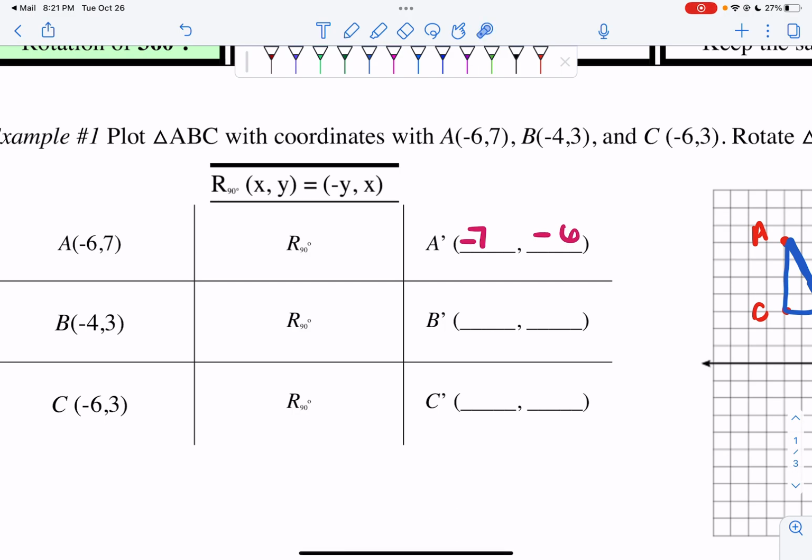Now I do it on B. So I'm going to switch my -4 and my 3. So I'm going to have 3, -4. But I make my first value opposite, or I negate it. So the negative of a 3 is -3. Now I have -6, 3. So I switch them, and I have 3, -6. But again, I negate my first value. So it'll be -3, -6.